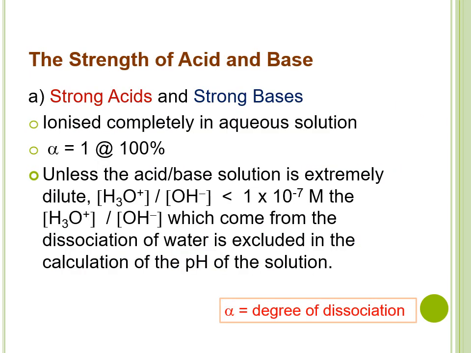What are strong acids and strong bases? Strong acids and strong bases ionize completely in aqueous solution. The degree of dissociation alpha is equal to 1 or 100%. Unless the acid or base solution is extremely dilute, the concentration of hydronium ion or hydroxide ion, which comes from the dissociation of water, is excluded in the calculation of the pH of the solution.